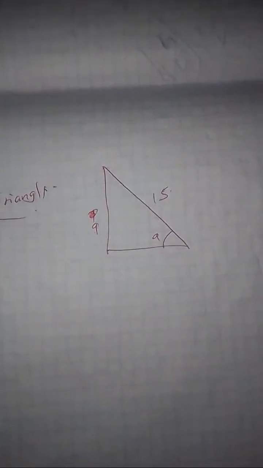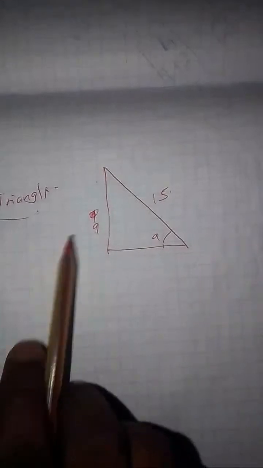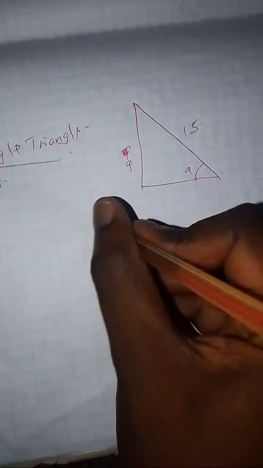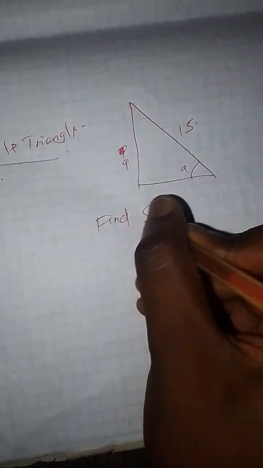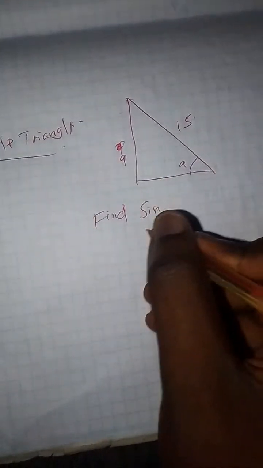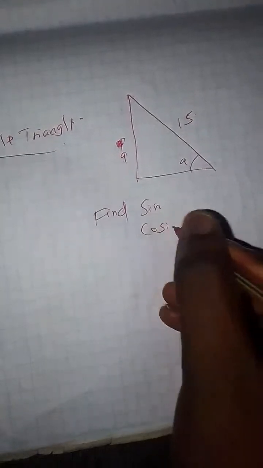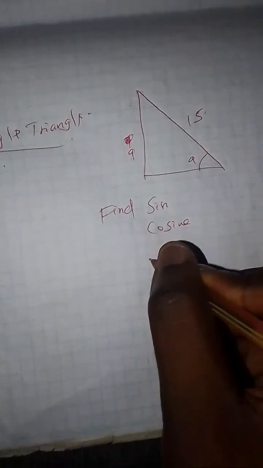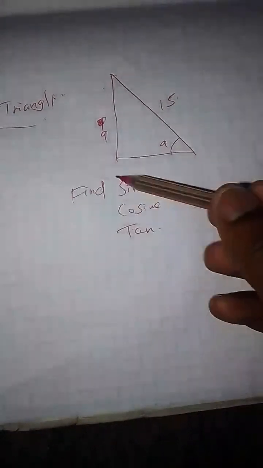So the question says that given this triangle below, find the sine. Also find the cosine, and also find the tan. So this one is the triangle. So given that one, find the cosine, find the tan, and find the sine. So how do you work this out?